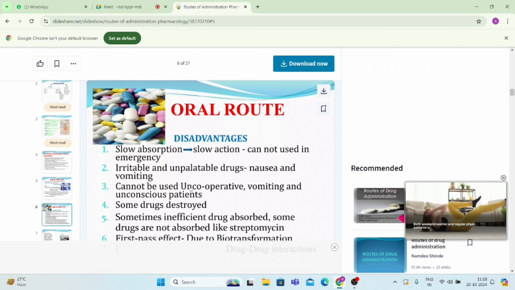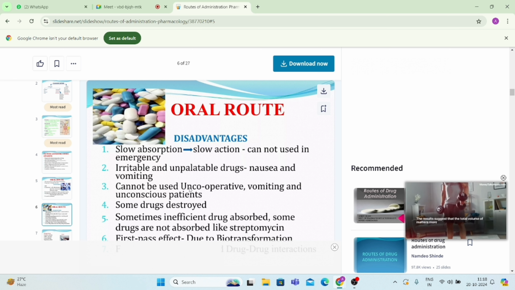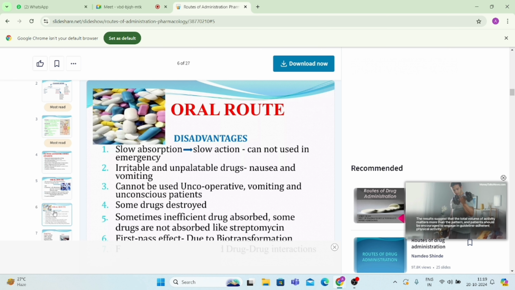డిసడ్వాంటేజెస్ కూడా కొన్ని ఉన్నాయి. కొన్ని ట్యాబ్లెట్స్ చాలా స్లోగా అబ్జార్బ్ అవుతాయి, స్లోగా అంటే ఒక్కొక్కసారి 2 hours, 3 hours పడుతుంది. కొన్ని డ్రగ్స్లో నైట్రోగ్లిజరిన్ లాంటిది మాత్రమే ఎమర్జెన్సీలో యూజ్ చేయగలుగుతాం, మిగతా వాటిని ఎమర్జెన్సీకి యూజ్ చేయలేం, ఎందుకంటే అబ్జార్ప్షన్ ఎక్కువ టైం తీసుకుంటుంది. ఆ ఎక్కువ టైం వల్ల ఏదైనా తొందరగా తగ్గాలంటే కూడా తగ్గదు.